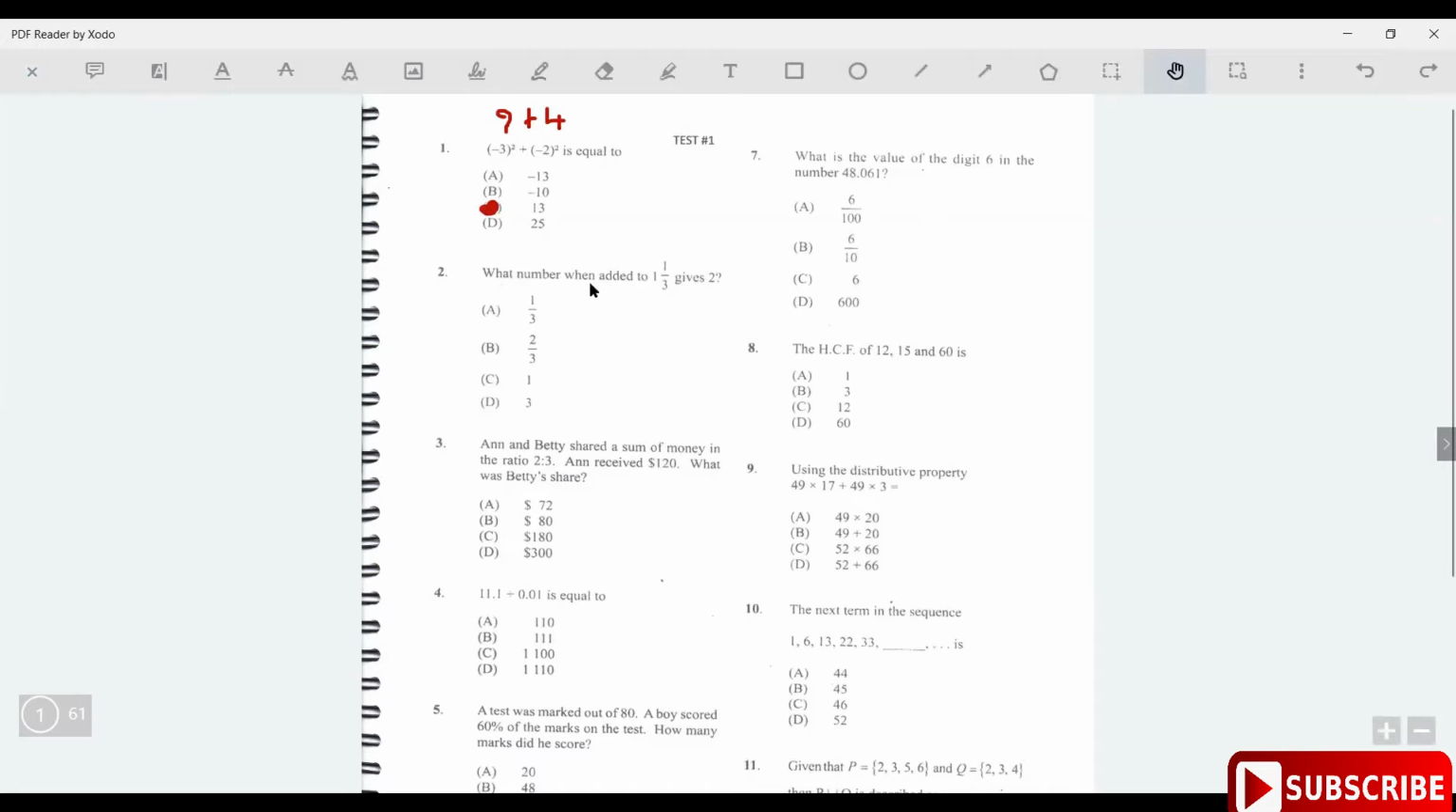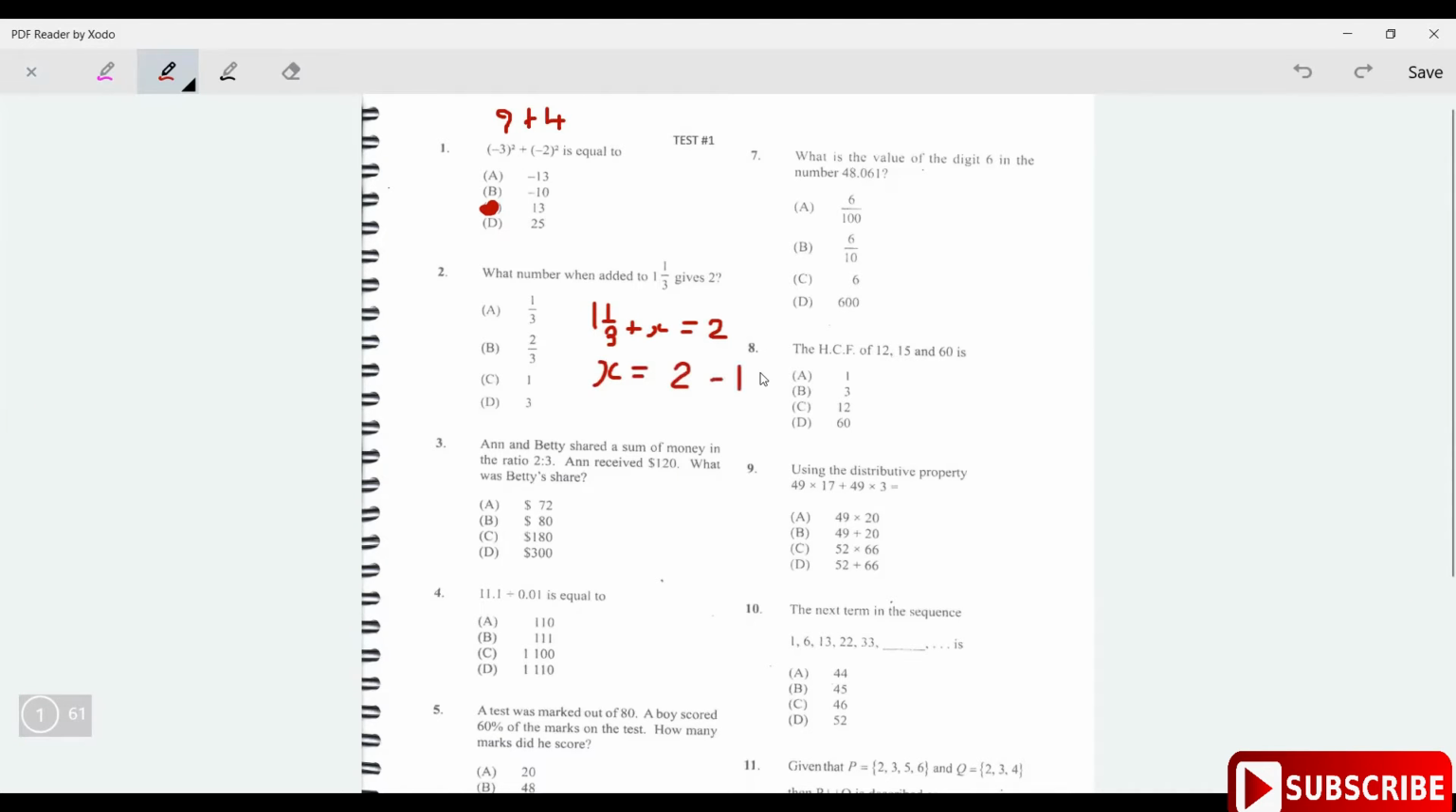Question 2. What number when added to 1 and 1 over 3 gives 2? So it is saying which number can we add to 1 and 1 over 3 such that it is going to equal 2? So 1 and 1 over 3 plus some number x is equal to 2. And so in order to evaluate x, we have to subtract 1 and 1 over 3 from both sides to get x is 2 minus 1 and 1 over 3. 2 minus 1 and 1 over 3 is 2 over 3. Easy question, soft.